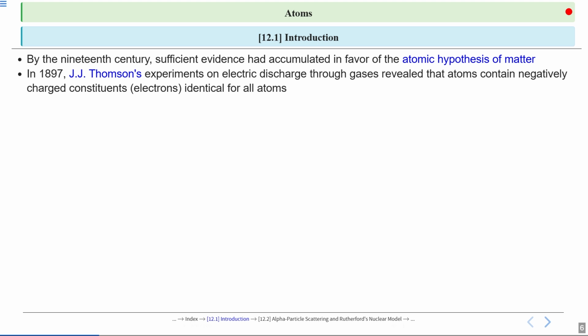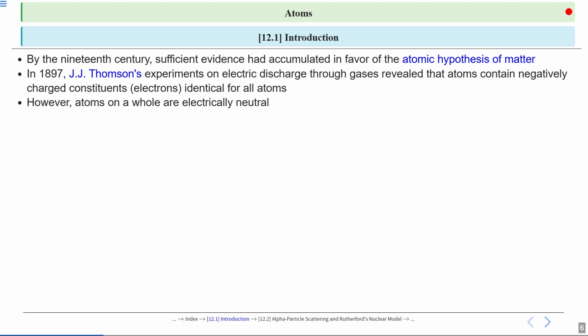In 1897, J.J. Thomson's experiments on electric discharges in gases revealed that atoms contain negatively charged constituents that are called electrons. Thomson found that atoms contain negatively charged particles called electrons. These electrons are the same in all types of atoms, which was a big step in understanding atomic structure. Highlight that this was the first time scientists realized atoms were not indivisible but actually contained smaller parts.